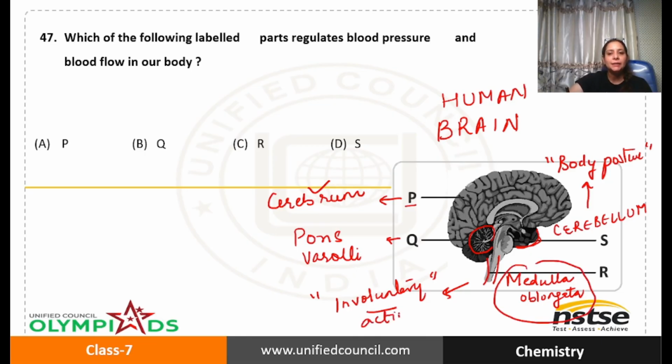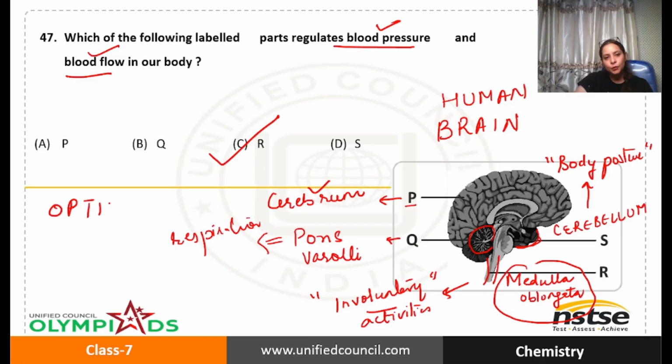Involuntary activities which are not in your hand. And pons is concerned, it controls some aspects of respiration. So here we need to answer the part which controls blood pressure and blood flow. And blood pressure or blood flow is not in our hands, it is an involuntary act. It occurs on its own. So here the correct answer is the one which controls involuntary activities, that is R. So which option is correct? Option C is the correct answer.